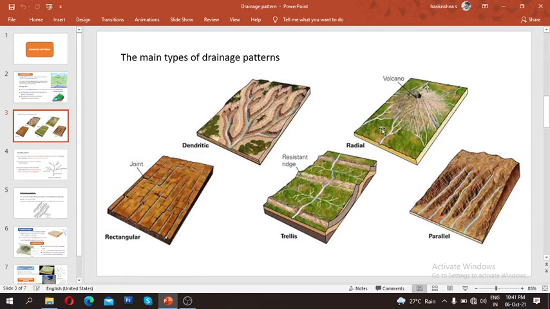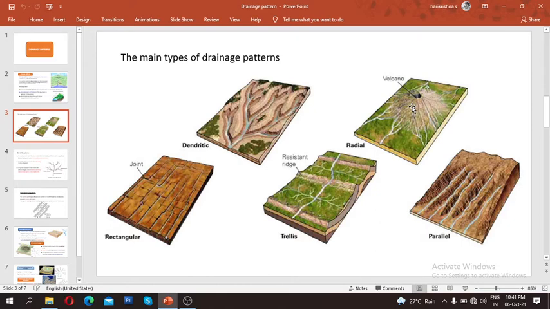Okay, now next is volcano. Volcano is an example of a radial pattern, that is, from a common point it is radiating towards various points. Here you can see the vent of the volcano. From this vent, the streams are separated in various directions. You can see that it is radiating from a common center. That is known as a radiating drainage pattern.